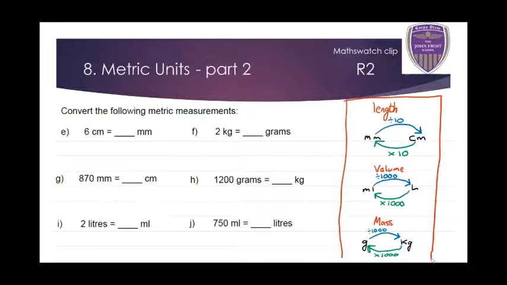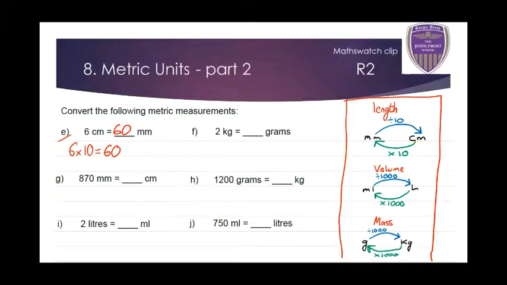So question E. I'm told I have 6 centimeters and I want to find the distance in millimeters. Okay, so let's look at our chart. I know centimeters and I want to turn it into millimeters. Well, that means I have to follow the green arrow. It means I have to multiply it by 10. So 6 times 10 equals 60. Therefore 6 centimeters is 60 millimeters.